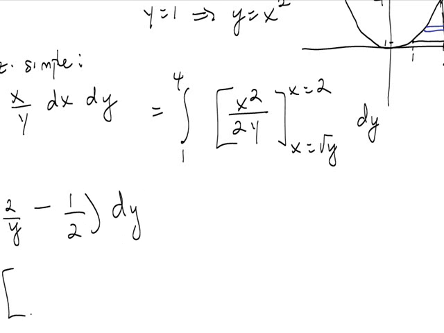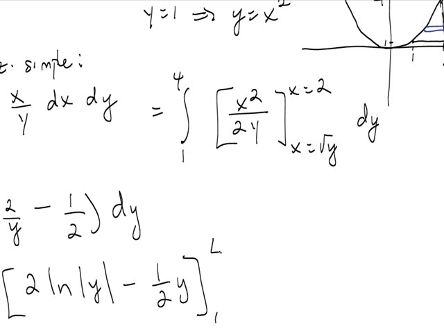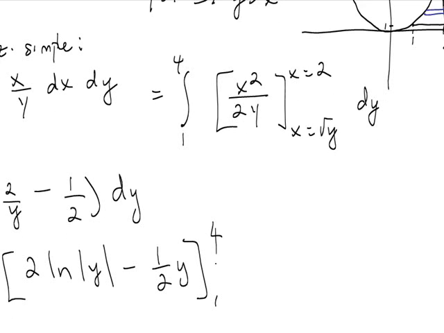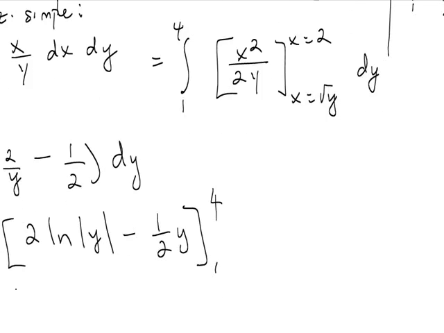Integrate: 2 natural log of y minus a half y from 1 to 4. And this leaves us with 2 natural log of 4 minus 3 halves. Please leave the answers exact like that. Don't put it as a decimal, please, okay? Just leave it alone.